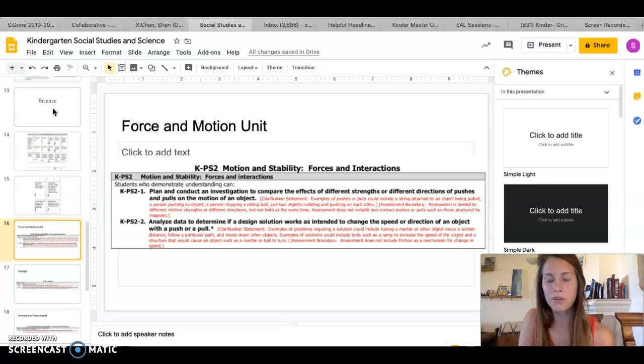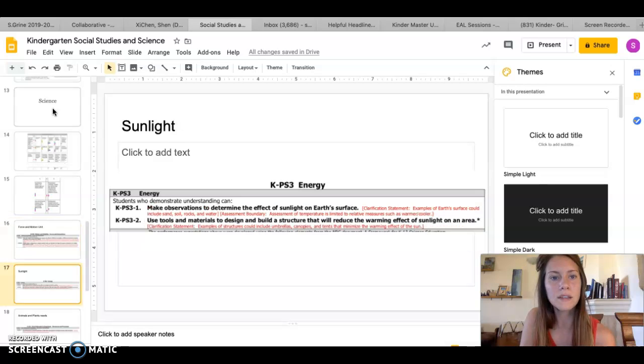We just have to be aware that when we're assessing, are they collecting data on how fast something goes? Are they analyzing the data? Are they talking about the data? Because right now we're mostly focusing on the vocabulary of push and pull and ramp and things like that. Sunlight, again, we're focusing more on vocabulary and how sunlight affects our skin and our bodies, but we need to be thinking more about how they can make observations to determine the effect of sunlight on the earth. So really putting it in an investigation context, like an experiment, and then it would fit really well into this.